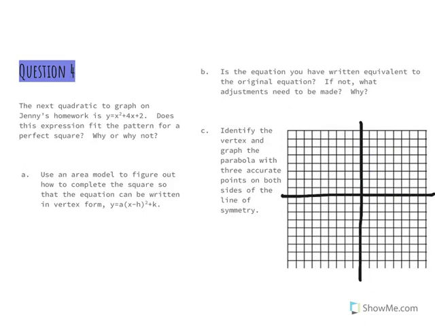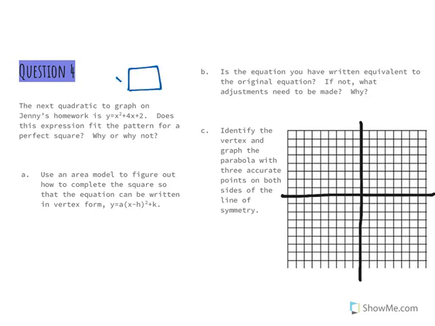Okay, so then it says the next quadratic to graph on Jenny's homework is y equals x squared plus 4x plus 2. Does this expression fit the pattern for a perfect square, y or y not? And so let's think about that problem. x squared plus 4x plus 2.